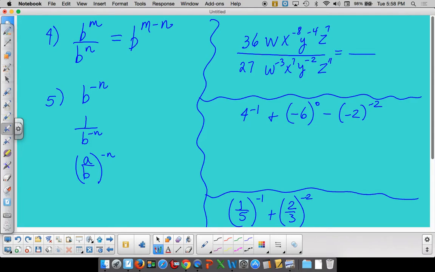Now this one I put an extra piece in here. I have a 36 and a 27. Those are just coefficients out front. So treat them like it was a simple fraction. How would you reduce 36 over 27? Well, they're both divisible by 9, so they could reduce down to 4 over 3.